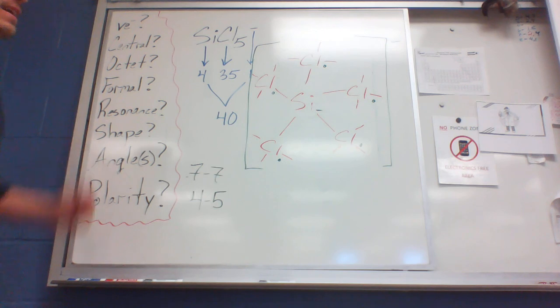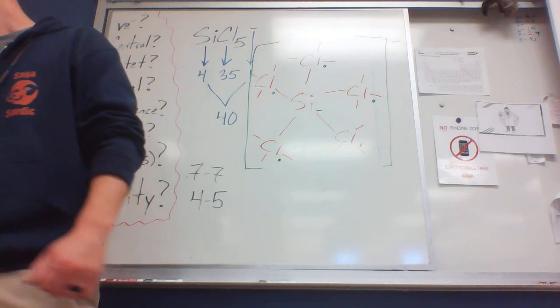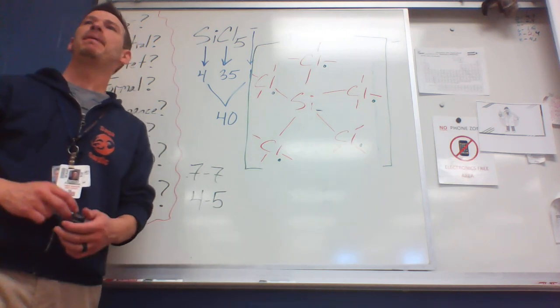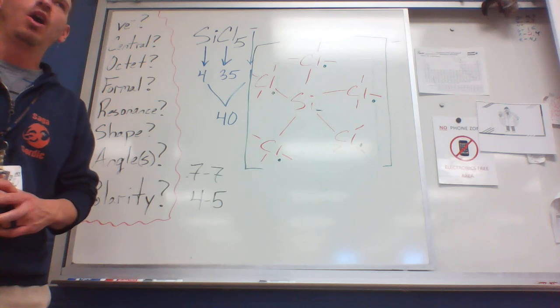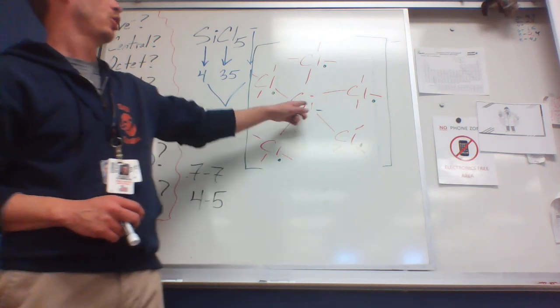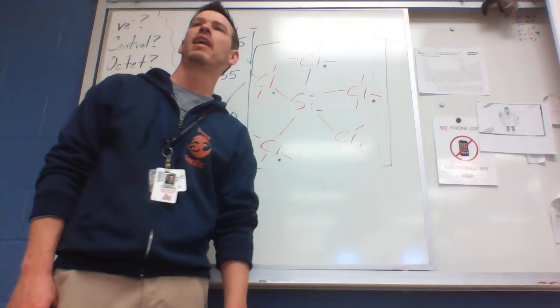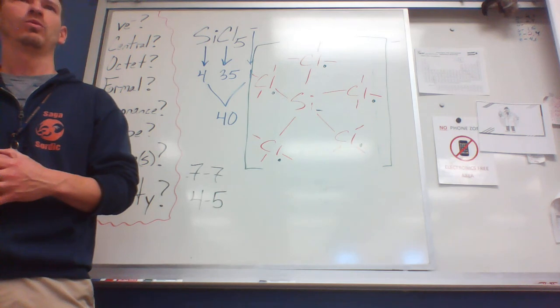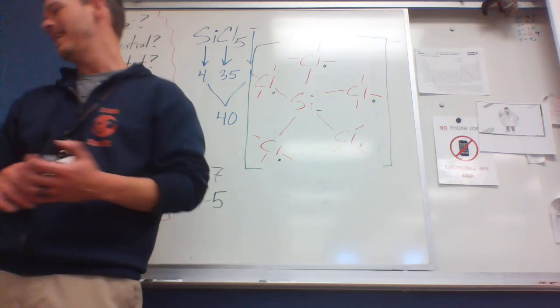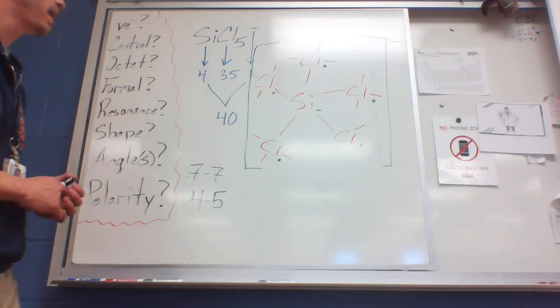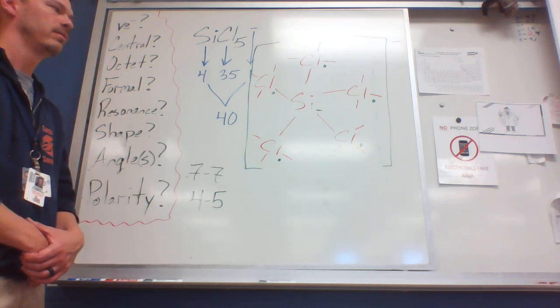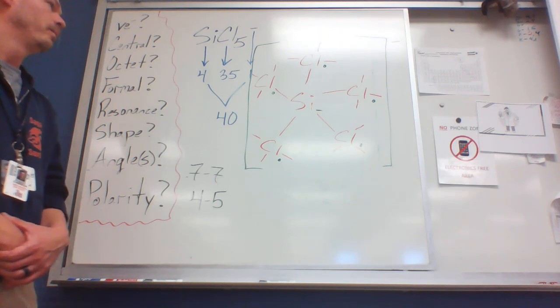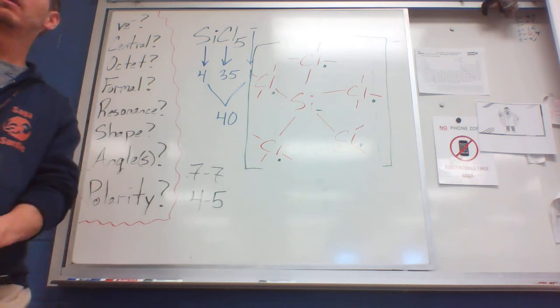There are no resonance structures because there's no pi bond to move. What shape is he? Trigonal bipyramidal. Only trigonal bipyramidal has a central atom with 5 regions of electron density, and none of them are lone pairs. We got 2 angle measures. What are they? 90 and 120. We have 90 and 120 in our trigonal bipyramidal. What's the polarity? Nonpolar.